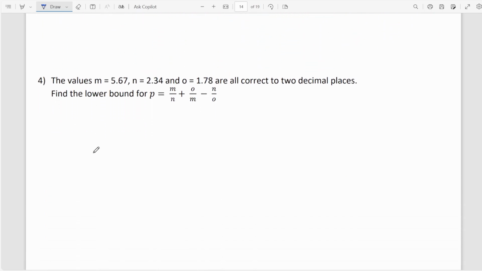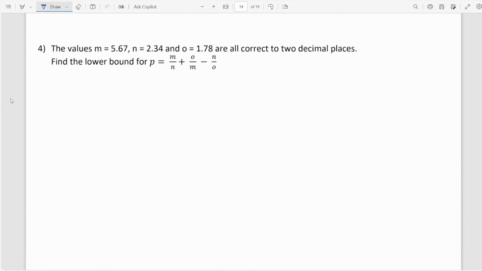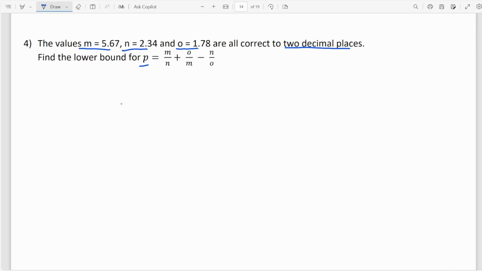Moving on to the last exercise. The values m, n, and o are all correct to 2 decimal places. Find the lower bound for p. Okay, so let's go ahead and write p down. So p is equal to m over n plus o over m minus n over o.